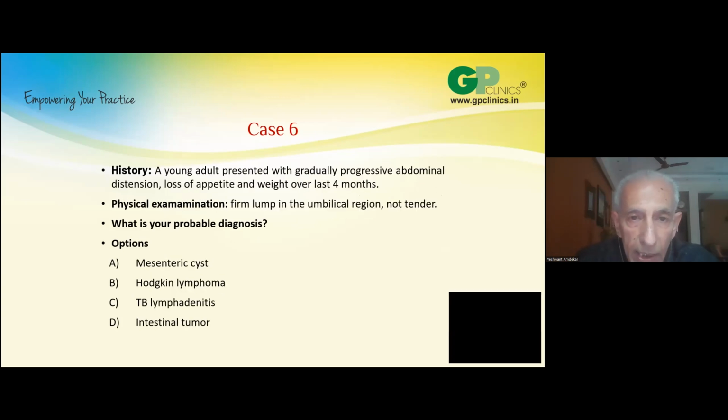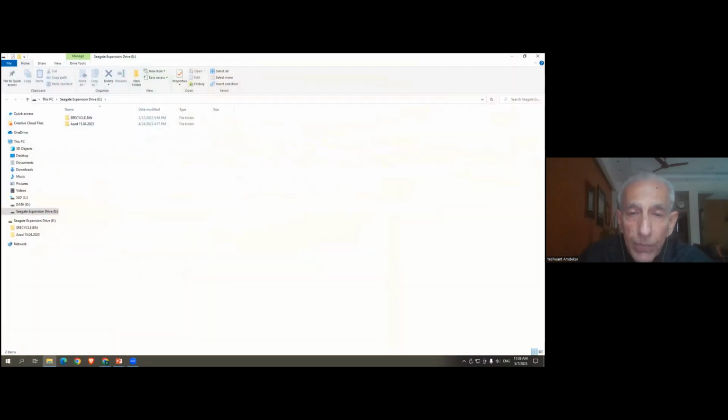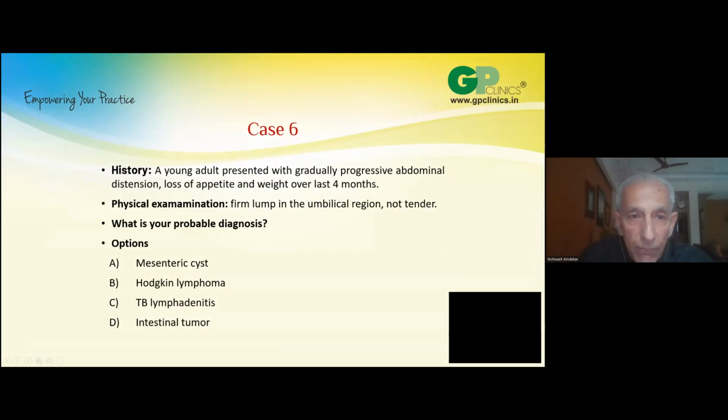The next is again a young adult who presented with gradually progressive abdominal distension, loss of appetite and weight for the last 4 months. Take a note, this is going to be 4 months. Physical examination showed that there was a firm lump in the umbilical region, fairly large, not tender. Okay. Your options are mesenteric cyst, Hodgkin's lymphoma, TB lymphadenitis, or intestinal tumor. Your time starts now.